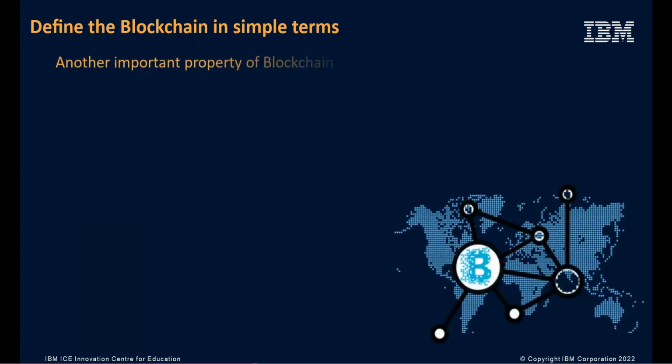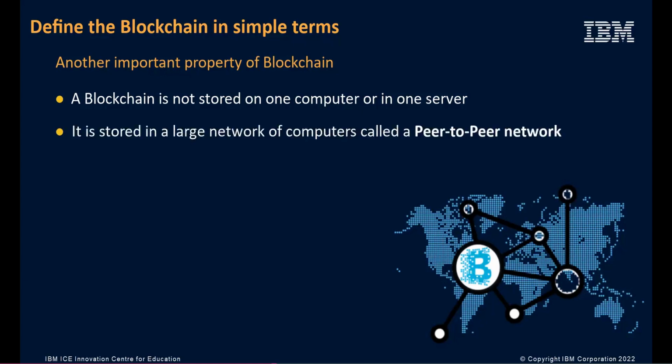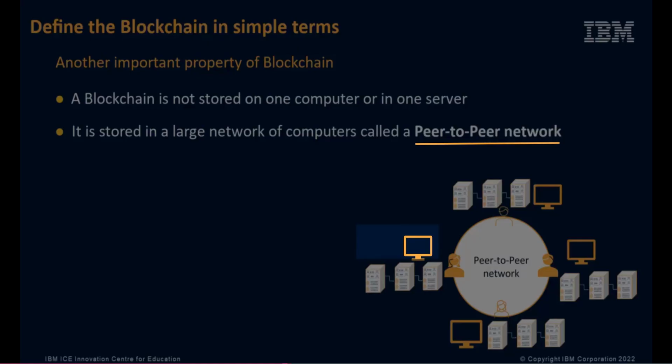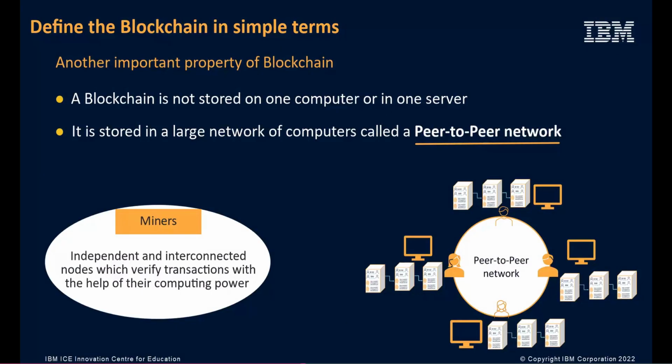Blockchain has one more property that makes it secure. A blockchain is not stored on one computer or server, which is usually the case with a database at a bank. Instead, it is stored in a large network of computers called a peer-to-peer network. A computer on this network is called a node, and every node will have a copy of the blockchain. These independent and interconnected nodes, which verify transactions with the help of their computing power and then add them to the blockchain, are called miners.